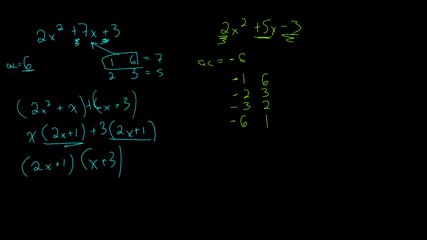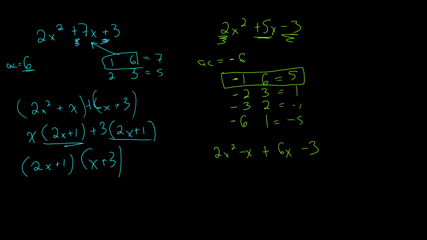and positive or negative 6 times 1. Notice I have my negatives going down one side and my positives going up the other. 1 times negative 6 is not the same as negative 6 times 1. And I'll add these up. And the ones I want are negative 1 and 6. So I'm going to rewrite this as 2x squared minus x plus 6x minus 3. I'm going to group these.